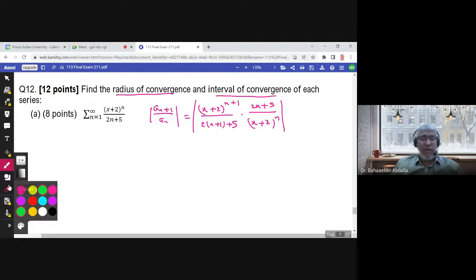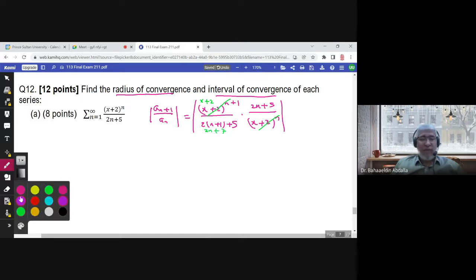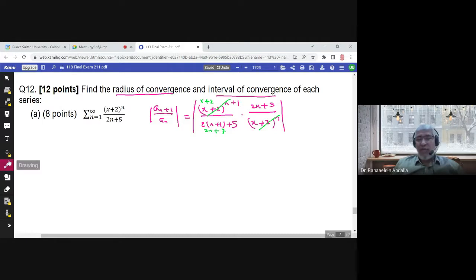There are many examples in section 11.5. I can cancel this with this. I'll have x plus 2. And here I have 2n plus 7, and this is 2n plus 5. So if I take the limit when n goes to infinity, then this will go to 2n over 2n, which would be 1. So it will go to the absolute value of x plus 2.